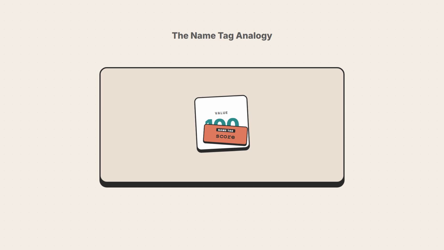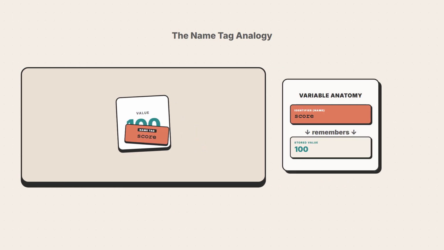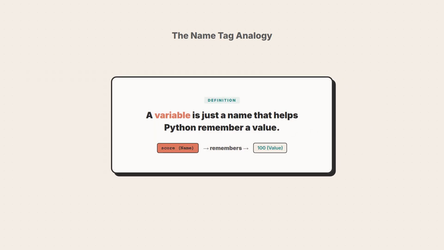Now, whenever we need that number, we don't have to search for it. We can simply say, give me score. And immediately we know which value we're talking about. That's the basic idea behind a variable. A variable is just a name that helps Python remember a value.